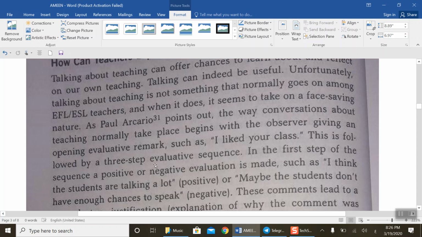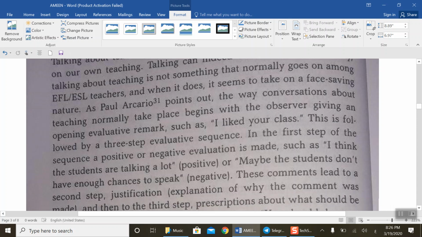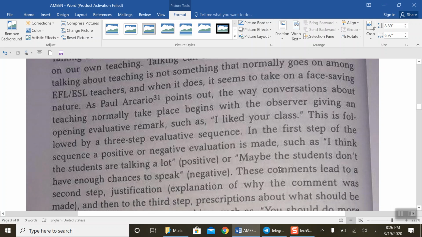In the first step of the sequence, a positive or negative evaluation can be made between teachers. Positive, for example: I think the students are talking a lot. For example, I visited Mr. Ali and saw the students speaking a lot of English, so I told him, your students are talking a lot. They are talking English a lot. This is something positive. Or I could give a negative one and tell him, your students do not speak English. They always speak Arabic. Maybe the students do not have enough chances to speak.